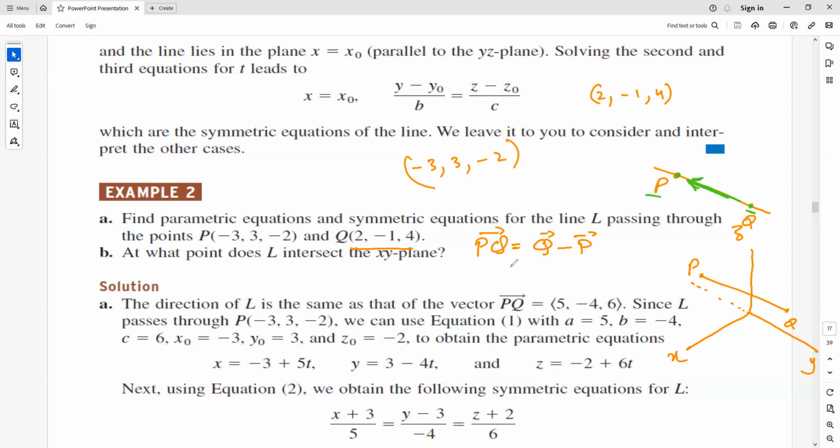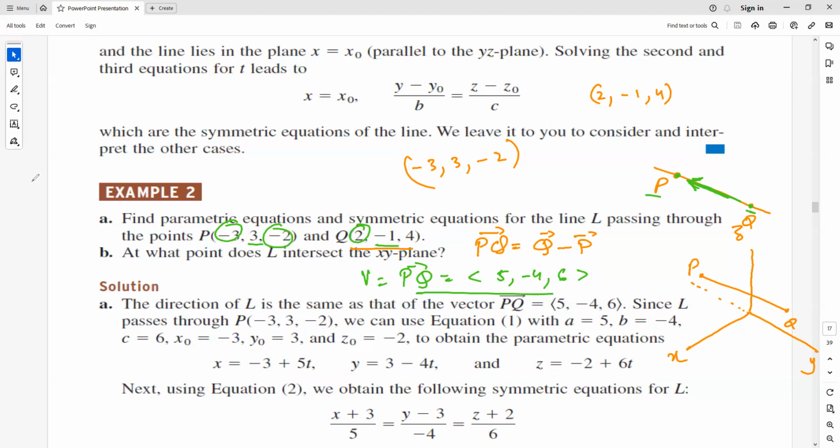So now Q minus P is simply 2 minus minus 3, so it's 5. Then minus 1 minus 3, it's negative 4. Then 4 minus minus 2, so it's 6. So this is the vector PQ, that is the parallel vector to this line. Since 2 points are given and both are on the line, whatever point you want to choose, you can choose, and just take it with this vector V, that is the parallel vector to the line.